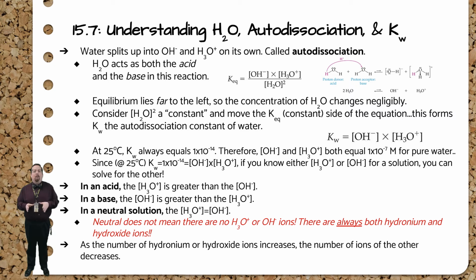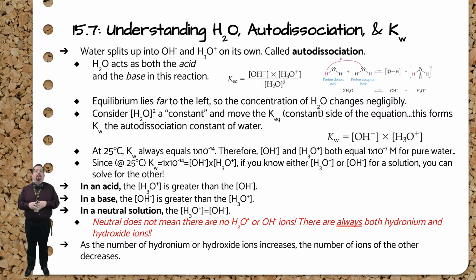For pure water, or any neutral solution, the hydronium and hydroxide concentrations are equal to each other. Anytime your solution has more hydronium than hydroxide, or more H3O+ than OH-, it's an acid. When you have more hydroxide than hydronium, it's a base.